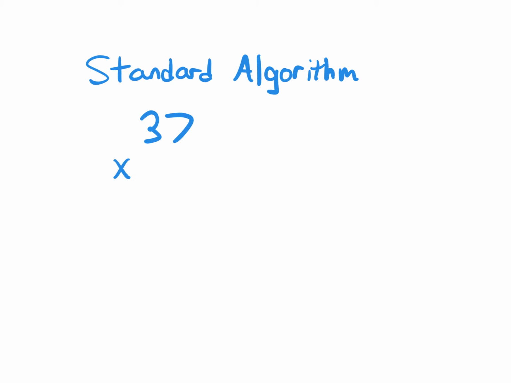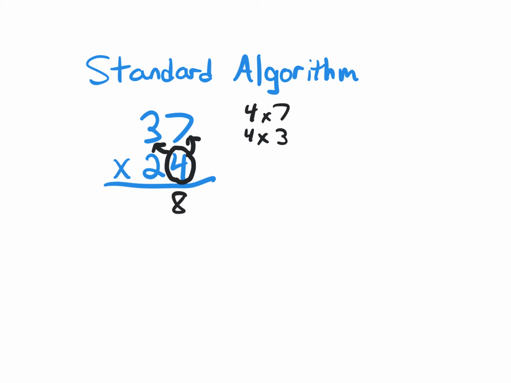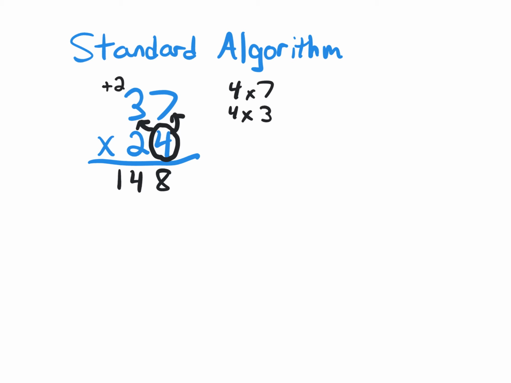So if we have 37 times 24, we want to multiply using this 4 first, right? So we go 4 times 7, and then we'll do 4 times 3. 4 times 7 is 28. We carry the 2. 4 times 3 is 12, and then we add 2, which is 14. So we get 148. Now we are finished with the 4.